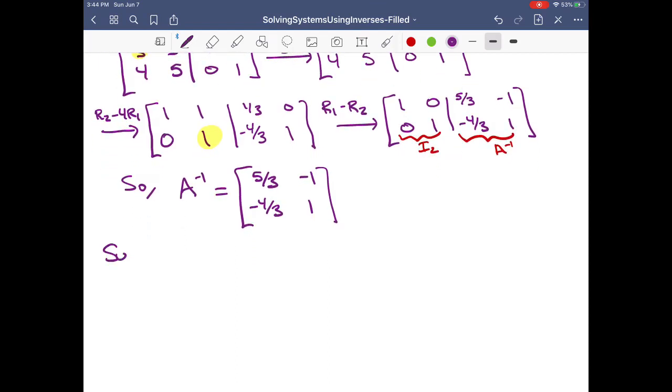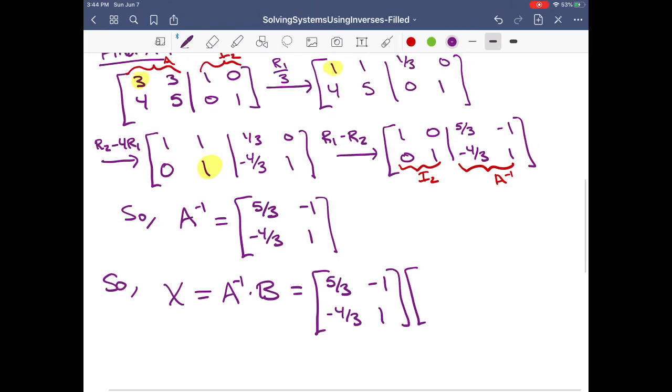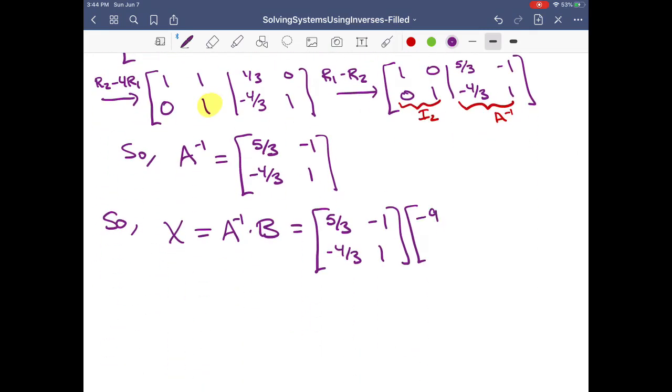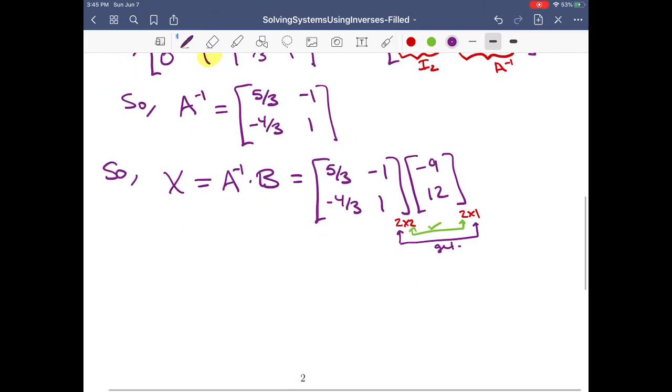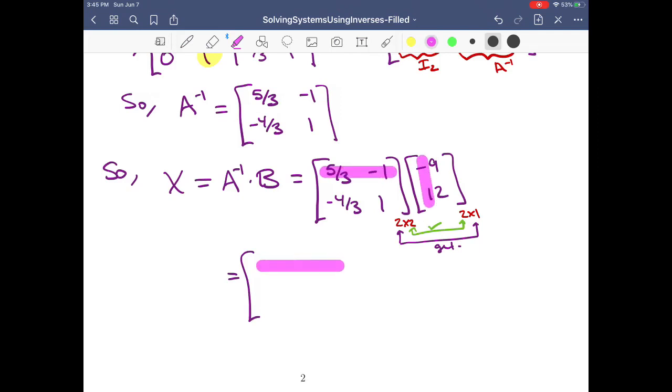So we know that X is going to be the inverse times B. So now I just want to multiply this inverse times our B matrix, which was negative 9, 12. So I have a 2 by 2 multiplied by a 2 by 1. Okay, these inner 2's are the same, so I can do the multiplication, and we're going to get a 2 by 1. So I take this row times this column. That gives me my first entry.